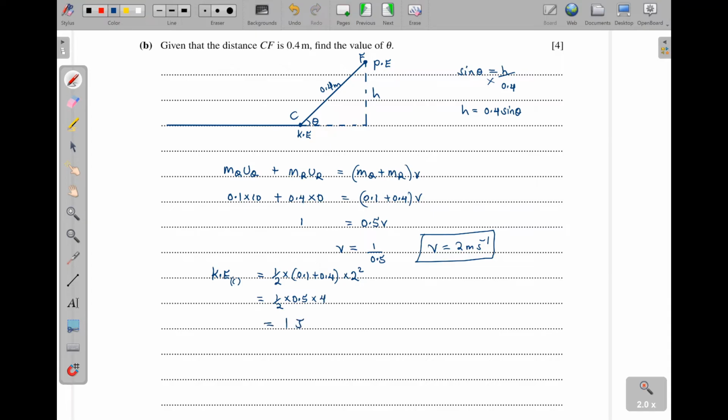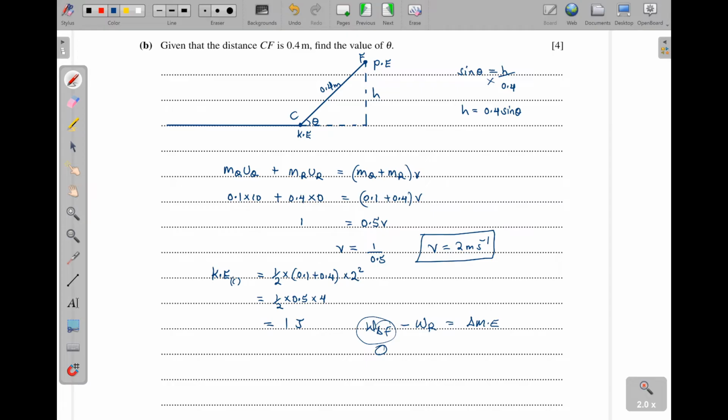Okay. Now, by the time the combined particle reaches F, its kinetic energy has been converted to potential energy. You see that? As simple as that. Or you can say work done by the driving force, minus work done against resistance, is equal to change in mechanical energy. But work done by the driving force is 0 because there is no applied force that is constantly taking the particle.